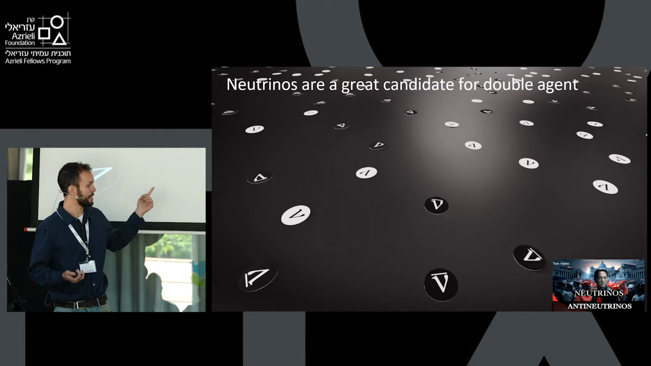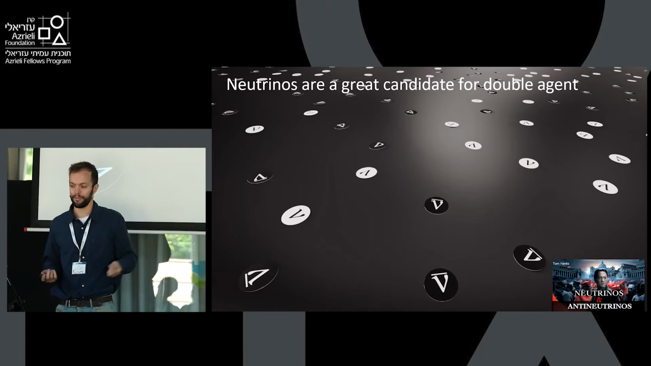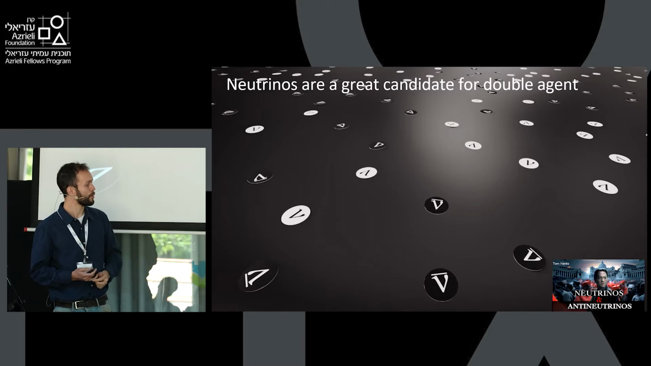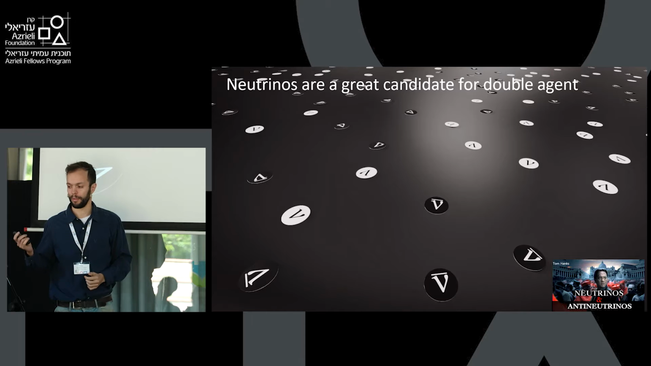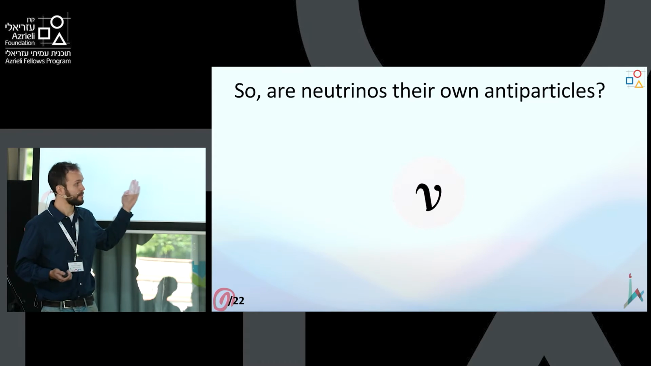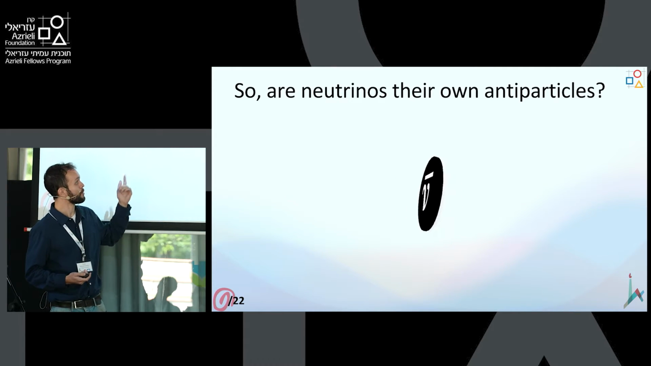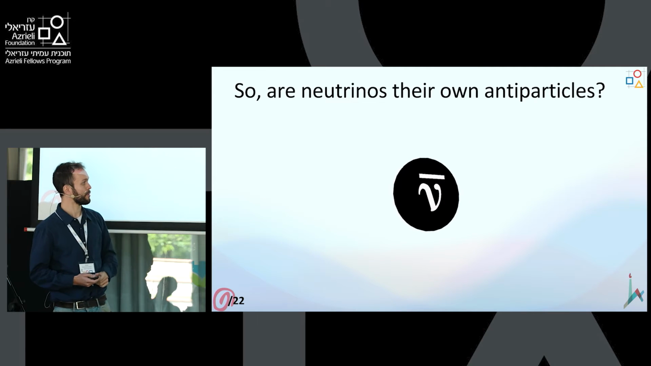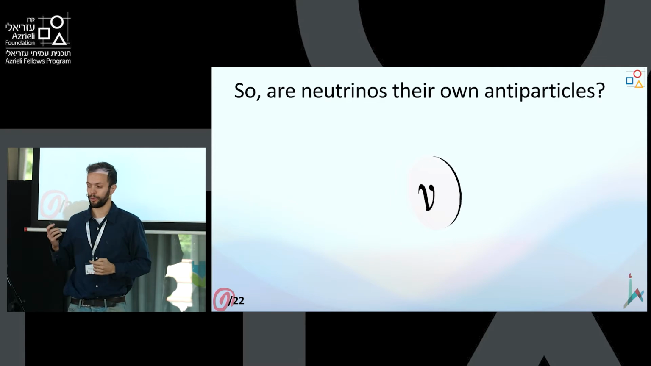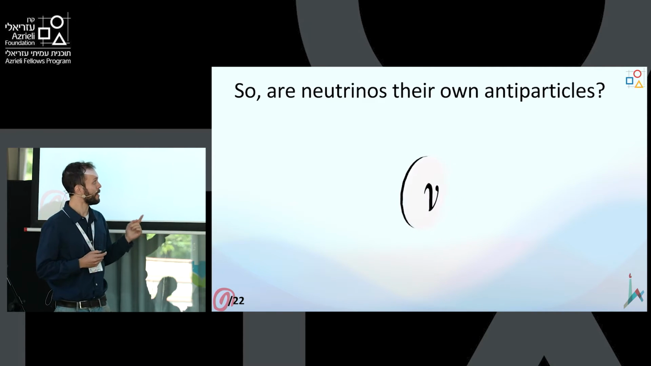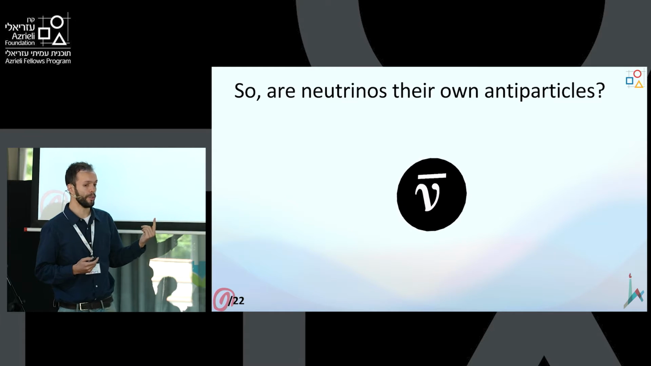And actually, this is an important question by itself. If we could prove it, that would be a breakthrough by itself. So that's what defines the title of the talk. Are neutrinos their own antiparticles? Are they two sides of the same coin? And in order to answer this question, there is one single way to do that.